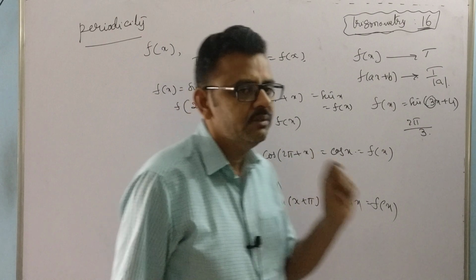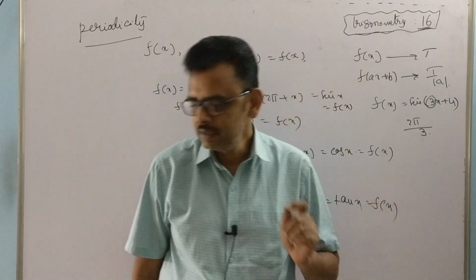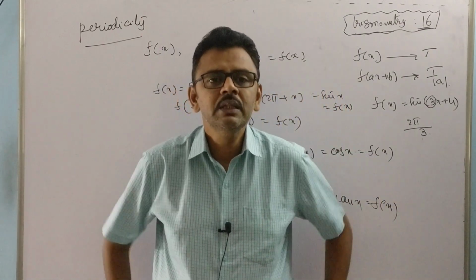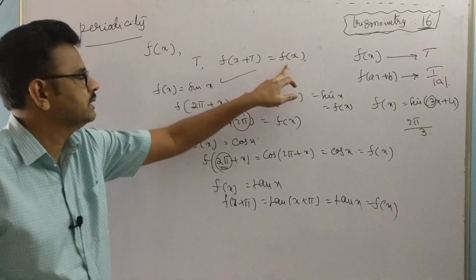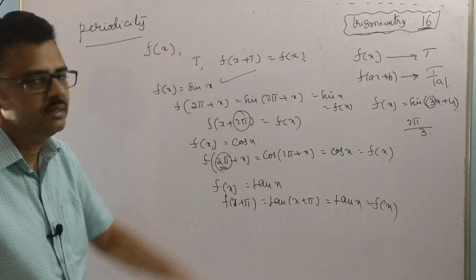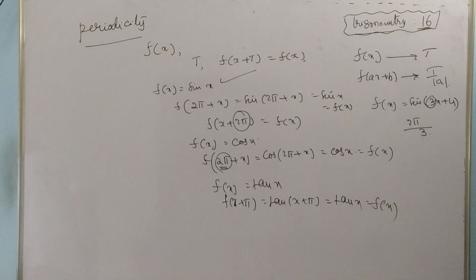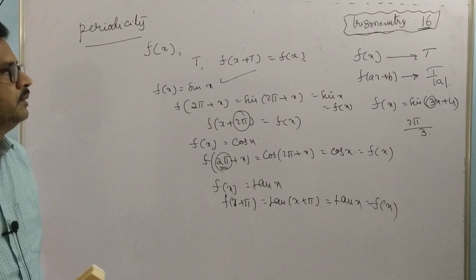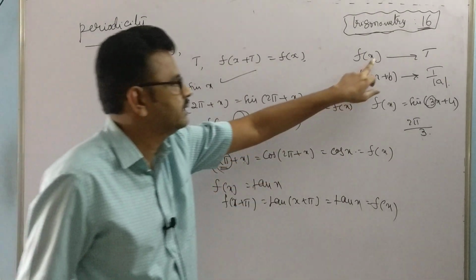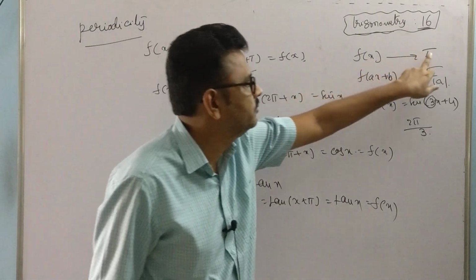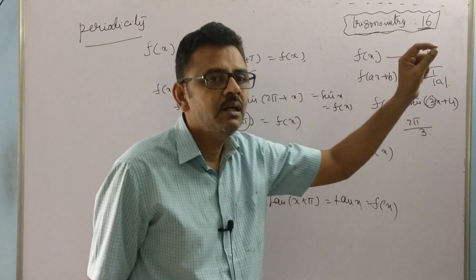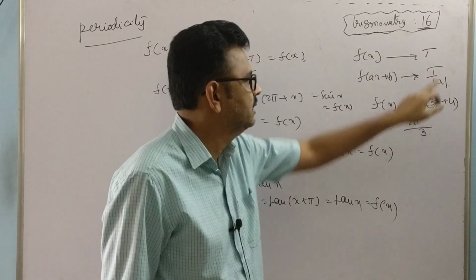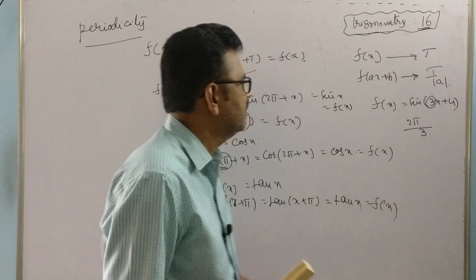So this is the periodic function. If f of x is a function, then there exists a least positive real number t such that f of x plus t is equal to f of x. Then t is called the period of the function f of x. If f of x is a periodic function with period t, then f of ax plus b is also a periodic function with the period t by mod a.